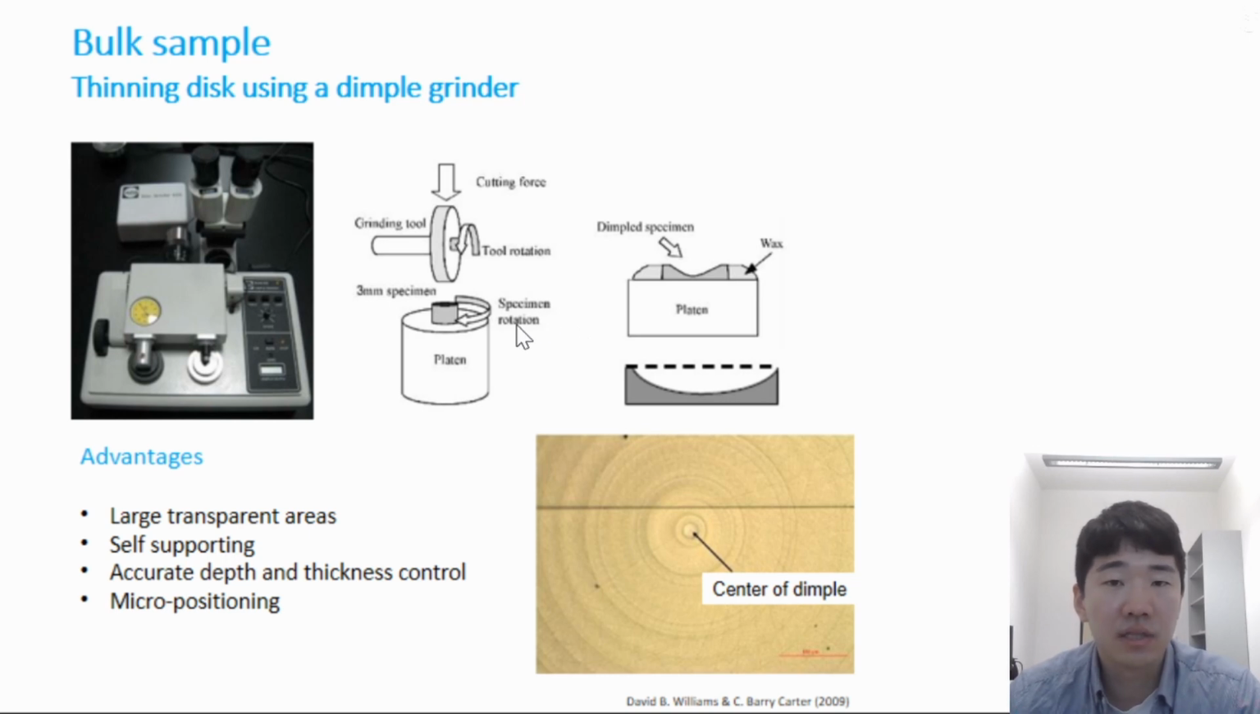Thinning the disc using a dimple grinder has several advantages. For example, you can get a large transparent window, depending on your interest. If you need larger scale information of the sample, dimpling is a good try. The prepared sample is mostly self-supporting in this case, and you can accurately control the thickness at the end. If you have a decent machine, you can also precisely control the position of the thinning, so you can specify your area of interest.